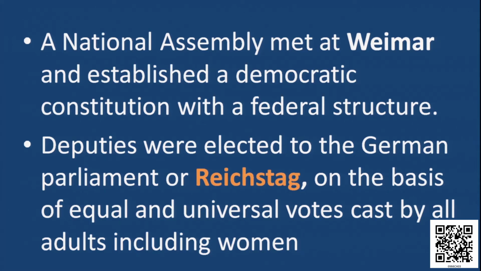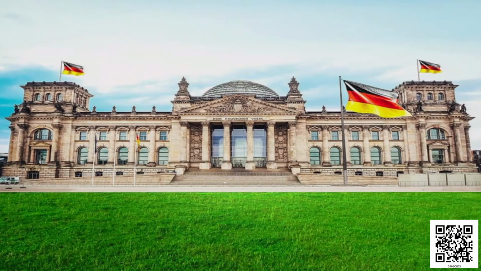But the most important thing is that here they adopted an equal and universal voting rights system, where all the people, including women, got the right to vote. This is the most important part of this election. We have seen earlier in the French Revolution also, National Assembly elections were held, but women were deprived of their right. They got the right to vote in 1946. But here, when the election was held, they adopted the principle of equal and universal voting rights, where women also got the right to vote. Now you see, this is the image of the German parliament called the Reichstag.